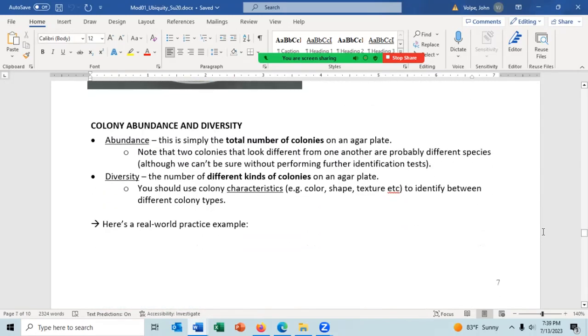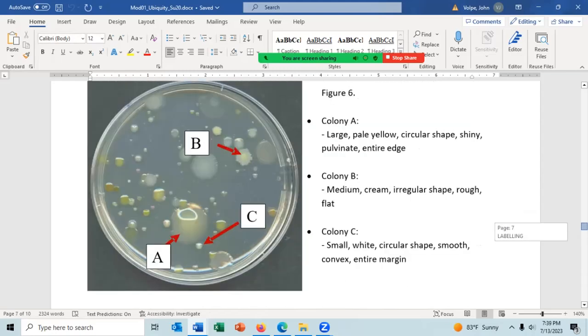So you have to count the total number of colonies to get the abundance, and then the diversity is the different types of colonies on the plate. In which case, for diversity, these two are clearly the same species, so you'd only count each of those as one. And then these 3, this one here, that one there, and that one there, are probably the same. And so you count them as a second diversity. Any question about abundance and diversity?